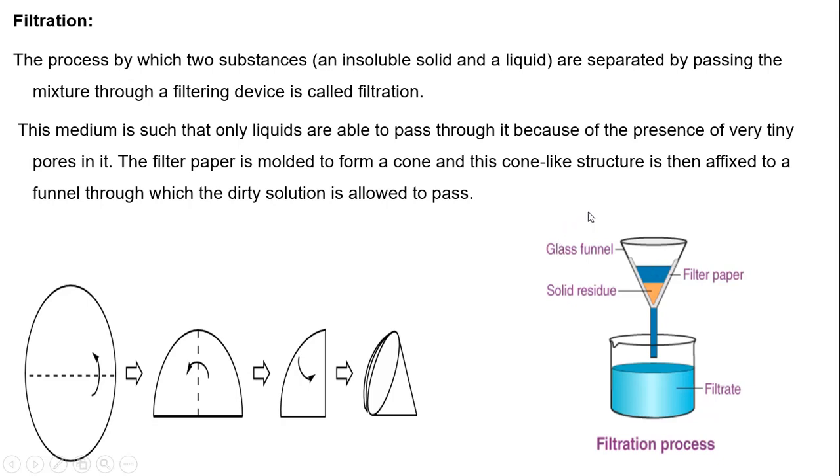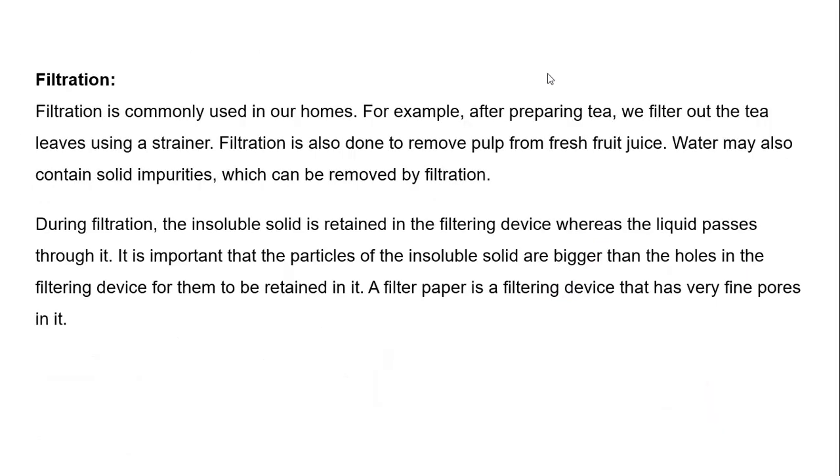Now when the liquid is poured inside this funnel, the liquid will pass through the funnel and the solid impurities will remain in the filter paper. So the insoluble solids will remain in the filter paper and all the liquid will pass through this funnel. So this is how we use this filtering device to separate insoluble solids and liquid. Filtration is commonly used in our homes also.